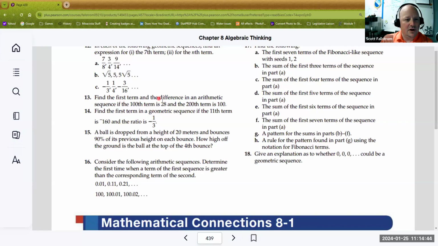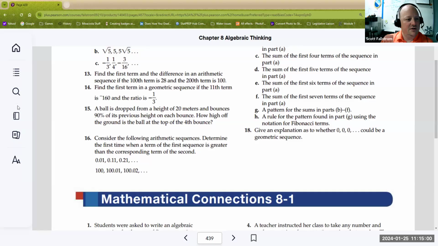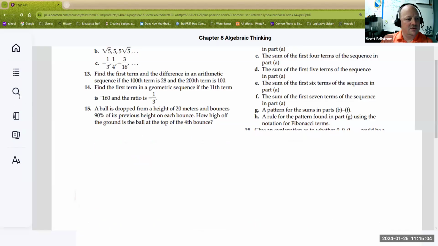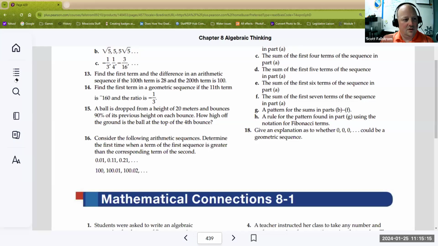13. Try to do part A, the first term and the difference. Find the first term and the difference. The 100th term is 28. The 200th term is 100. I think there's one similar to this in part A, so let's check and see if we're on the right track. Actually, let me jump back and check the part A one, because I thought there was one like this in part A. Wasn't there? I thought there was. Okay, let me just erase that real quick.